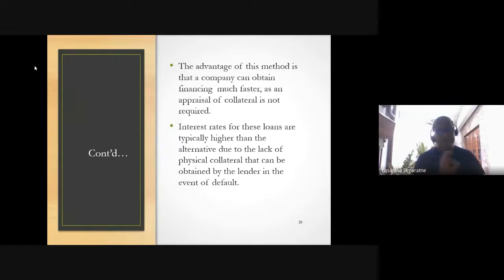So when you assess the practical problems, when you understand the practical problems, you will realize whether it's worth getting these securities. And on top of that, at the point of recovery, the assets may have no value at all. Interest rates for the loans are typically higher than the alternative due to the lack of physical collateral that can be obtained by the lender in the event of default.